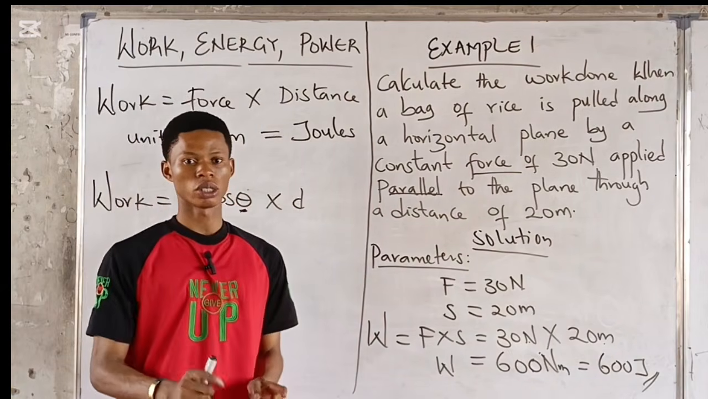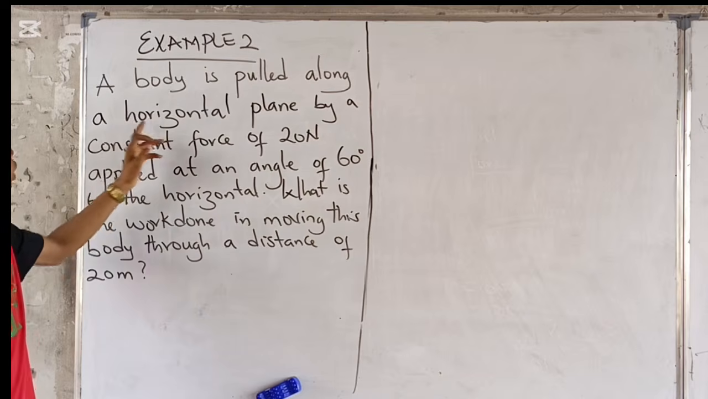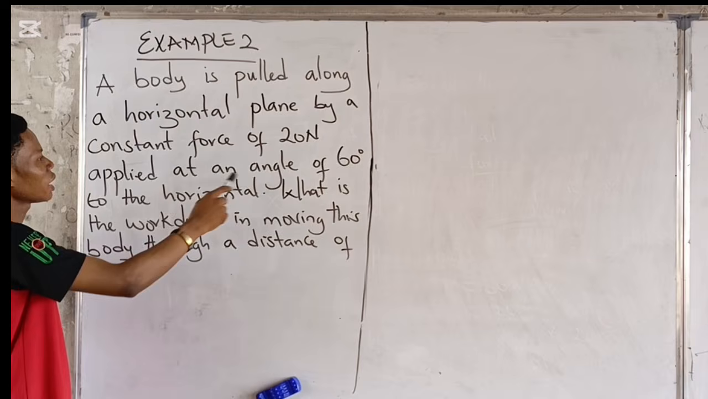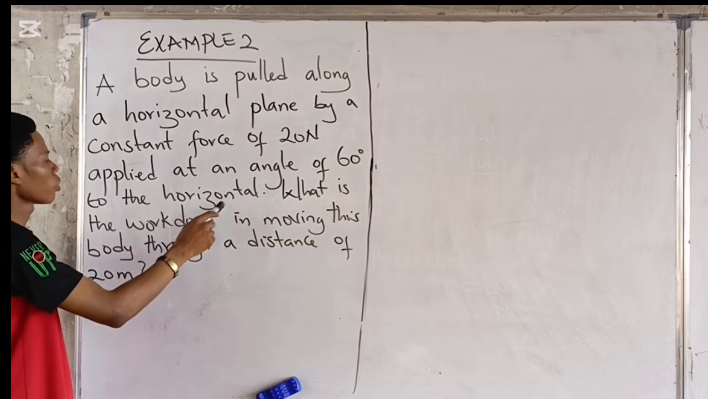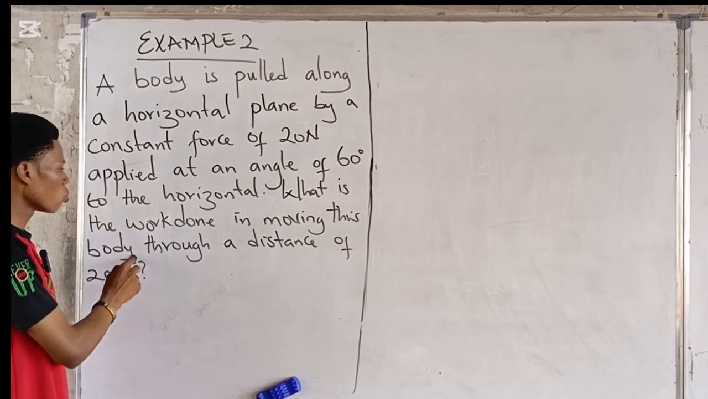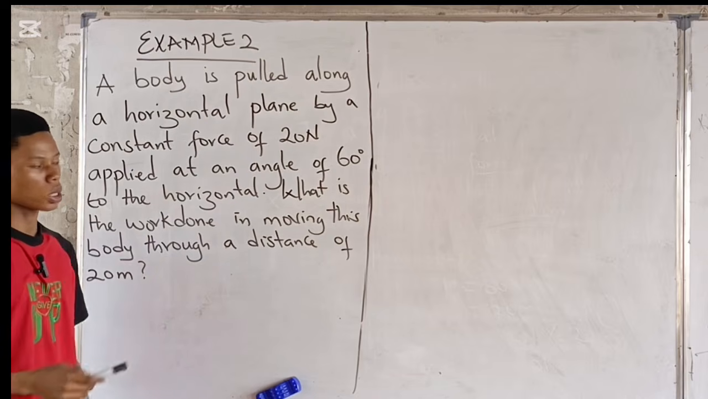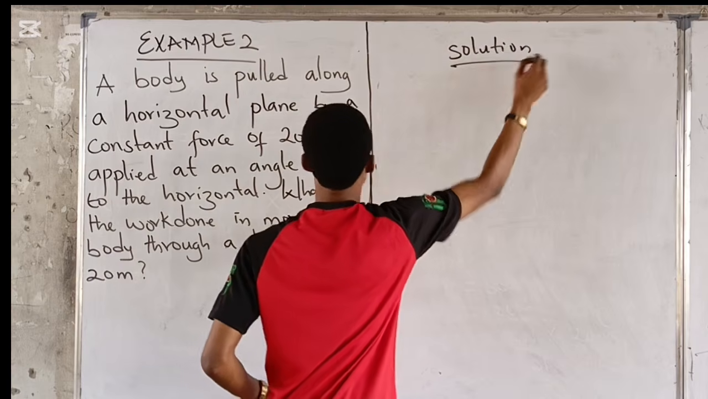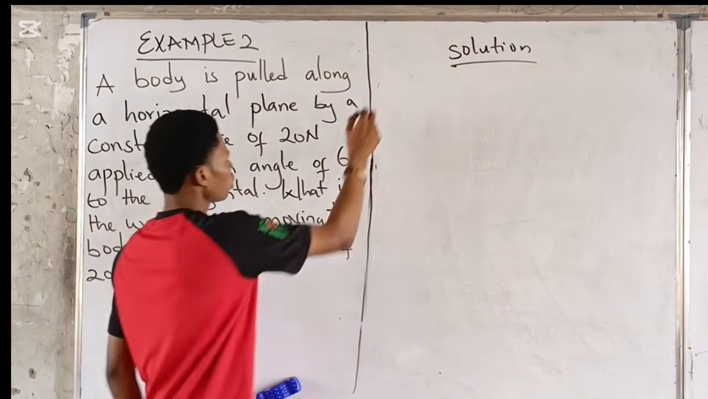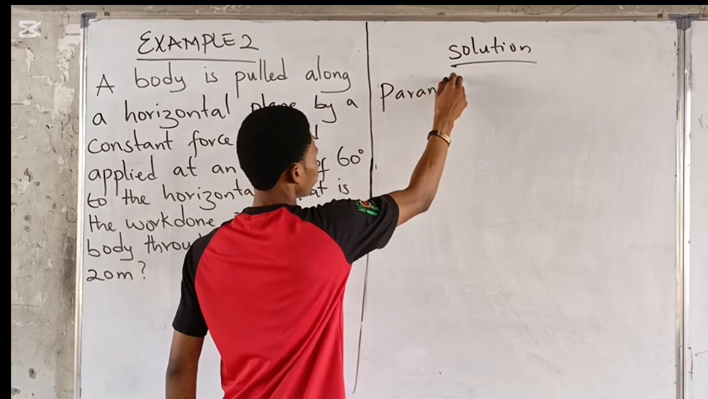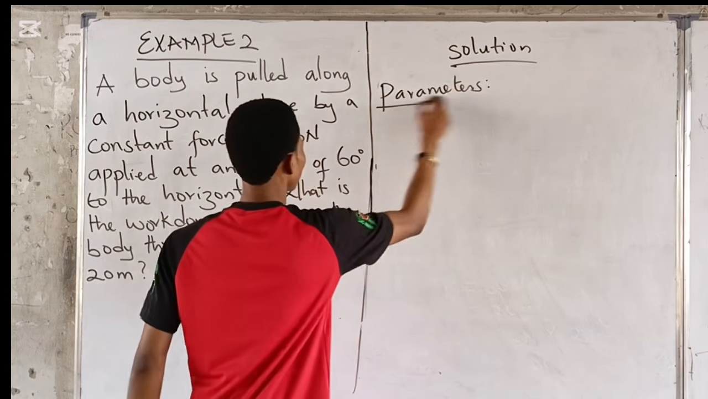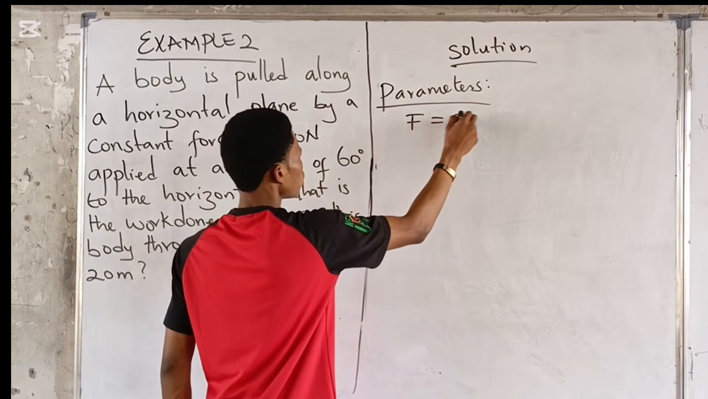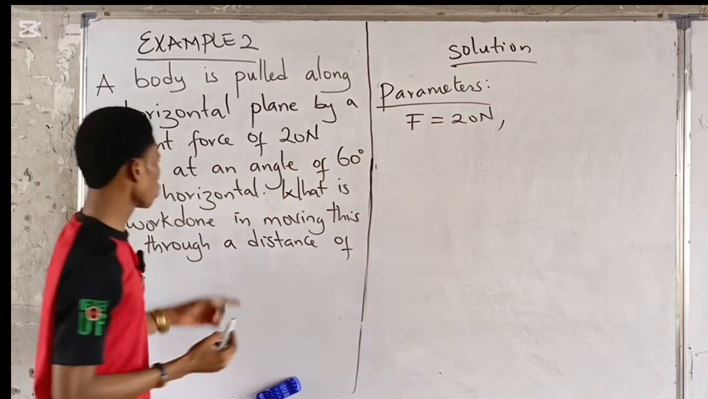So let's consider another one. A body is pulled along a horizontal plane by a constant force of 20 Newton, applied at an angle of 60 degrees to the horizontal. What is the work done in moving this body through a distance of 20 meters? Now, to solve this, you notice that we have an angle given. So the parameters given: we are given a force of 20 newtons. What were we also given?